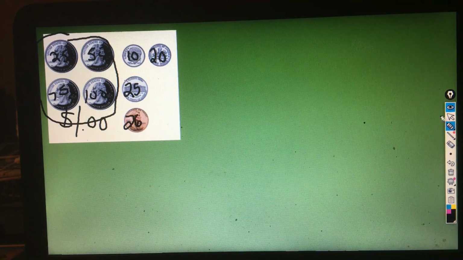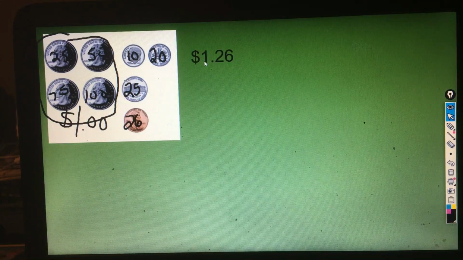Now we just go to these other coins and we can see we have 2 dimes. So we're going to start with the 10. We're going to add 10 more to make 20. Down here we have a nickel, which means we need to add 5 more, 25. And 1 more for the penny would be 26. So we would write this as $1, and that's what that little decimal point means, $1.26. That's how you say an amount that is written in this form.